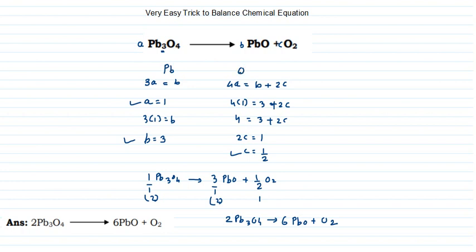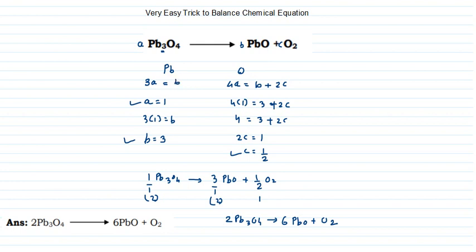Then consider plumbum first. If you see Pb, it is 3 into A, that means 3A. Now on the right side, in the product side, Pb is there, and it is B only, there is no number over here, so you write B. So 3A is equal to B.